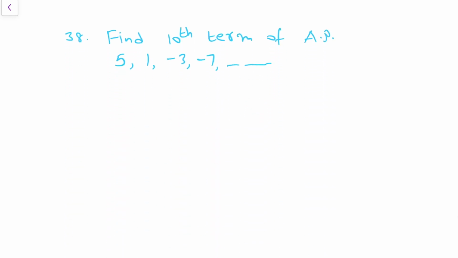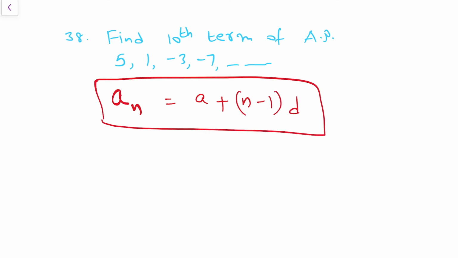Find the 10th term of the AP. We have a formula for finding the nth term of an arithmetic progression. The nth term an is equal to A plus n minus 1 into D. This is the formula for finding the nth term of the given arithmetic progression. In this, A is the first term. N is which term we are finding, maybe the first term, second term, 100th term, 10th term, like that. D is the common difference.